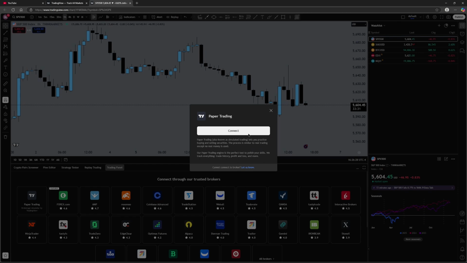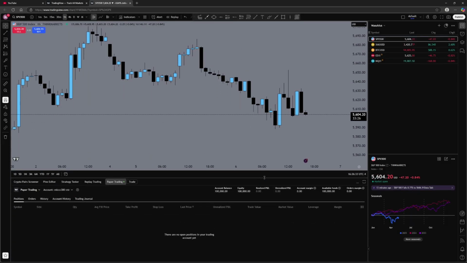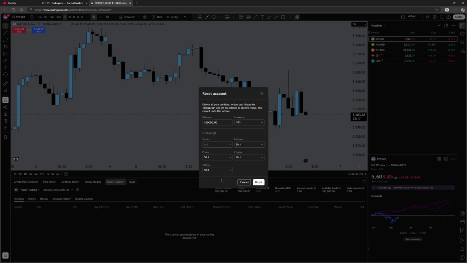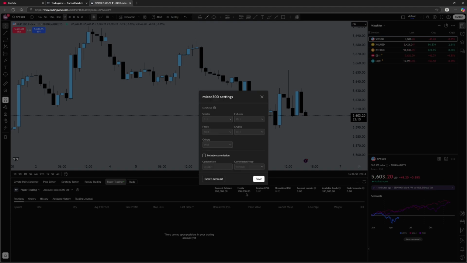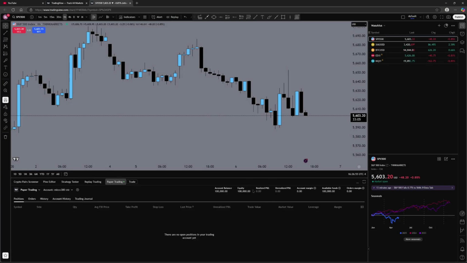So you open that, connect that, and now it's technically live. So you have your account balance. That's how much you can play with. You can change the settings right here to reset the account, and then you can change whatever. Say you have a 50K account, you want to practice like that, you change it, right? I don't really practice on here anymore, but it's good to get the basics, okay?